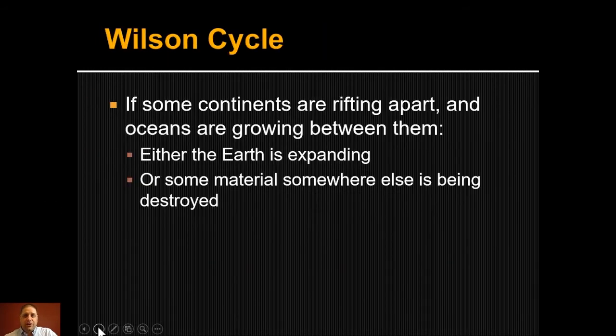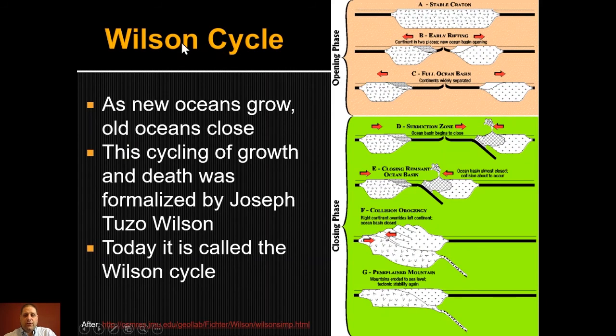If the continents are rifting apart and the seafloors are spreading, then either the Earth is getting bigger or some material is being lost somewhere else. A researcher named Wilson looked at this in more detail and came up with what's now called the Wilson cycle. He realized that as new oceans grow, the old oceans are closing up.